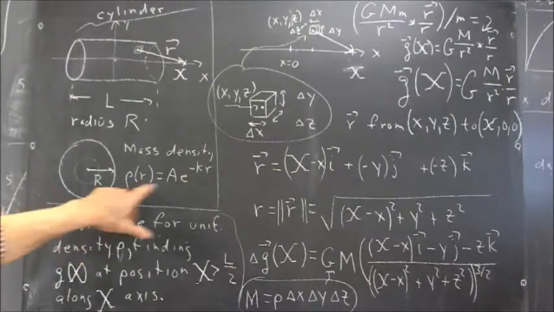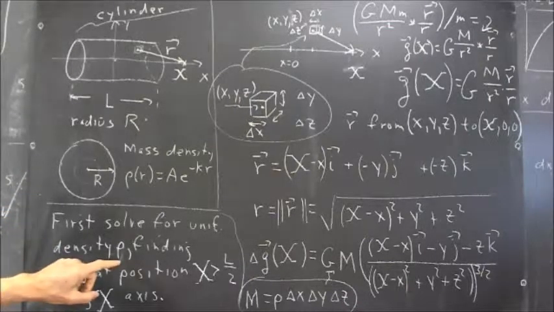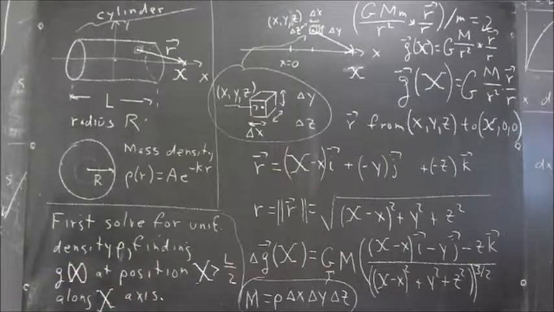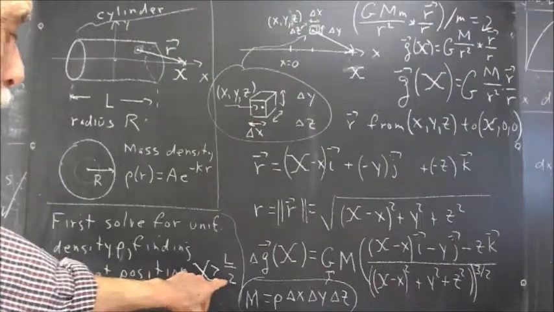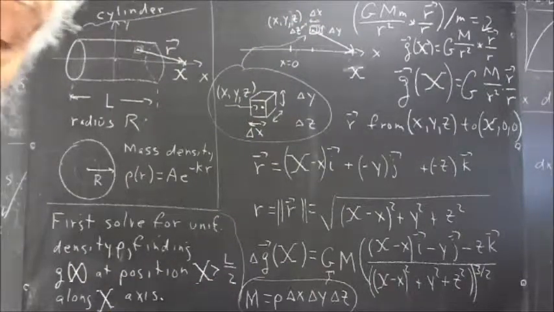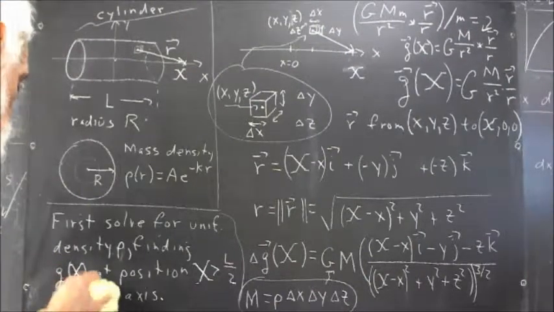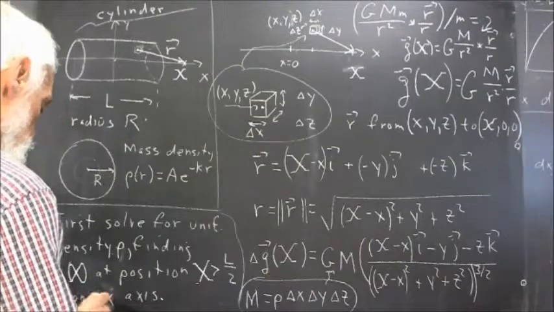Now, in class we didn't actually get to this, although we see where that would be inserted into the result that we do get. First, we're going to solve this for uniform density rho and find G of big X at position big X greater than L over 2 along the x-axis, not the big x-axis, just the plain old x-axis.